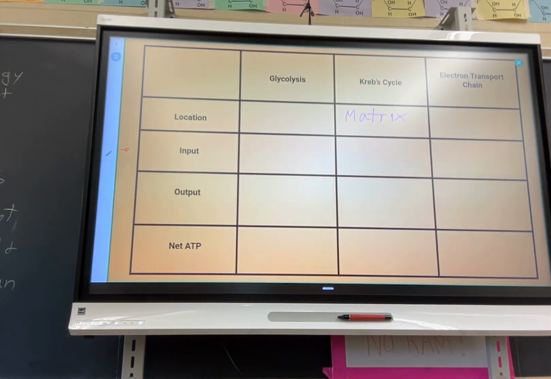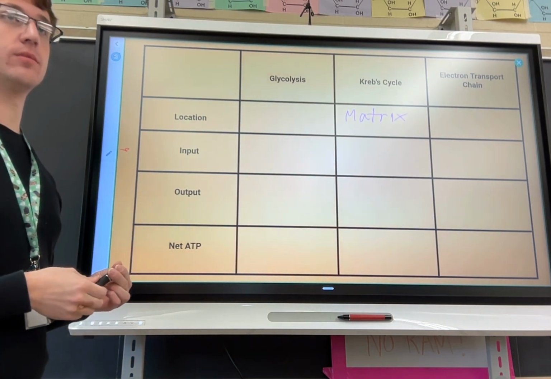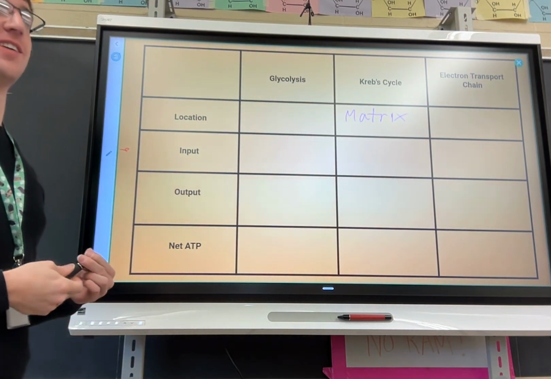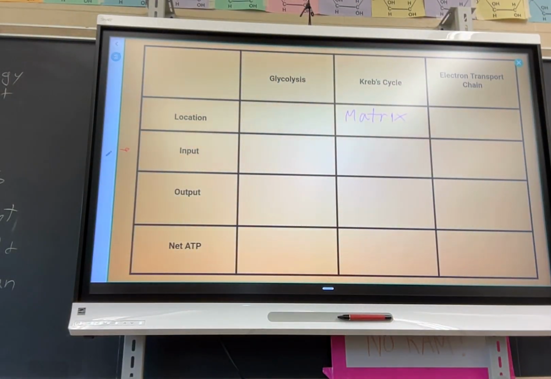Not the movie The Matrix. What about the truck matrix? I don't know about the truck one. Sorry. All right. Lily, pick a color. Green.